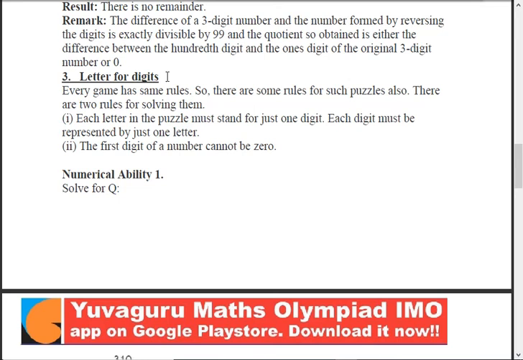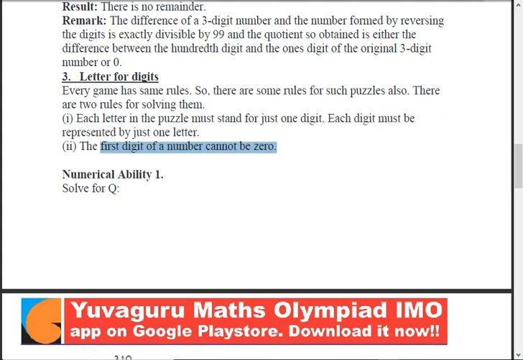Letters of 4 digits. Now this is a separate topic. Every game has some rules. So there are some rules for puzzles also. There are 2 rules for solving them. Each letter in the puzzle must stand for just one digit. Each digit must be represented by just one letter. The first digit of the number cannot be 0.